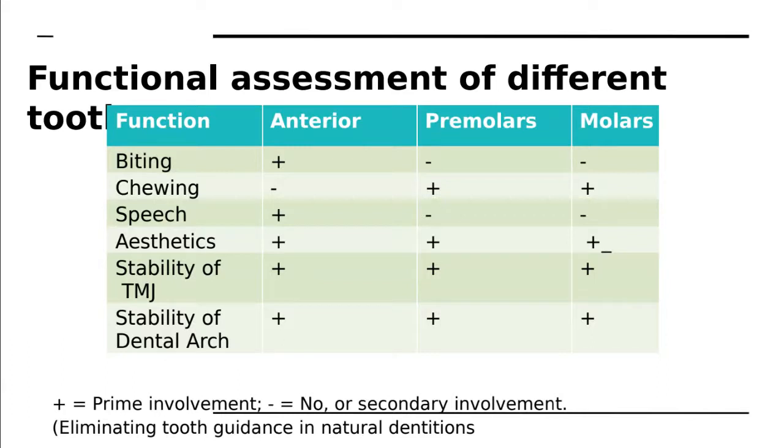And for the stability of the TMJ, the teeth act as stress breakers for the TMJ. The teeth will not allow the mouth to overclose. That's how they protect the TMJ. And if the teeth are lost, the whole load will be transferred to the temporomandibular joint, and the stability of the TMJ depends on both anteriors and posteriors. Even the stability of the dental arch also depends on both the anterior and posterior teeth.